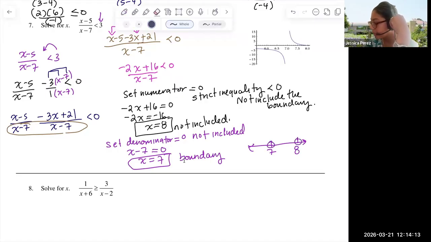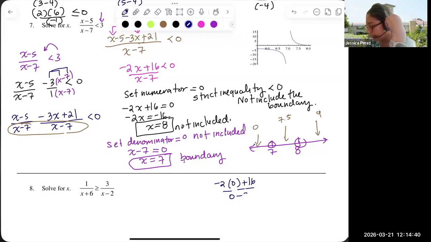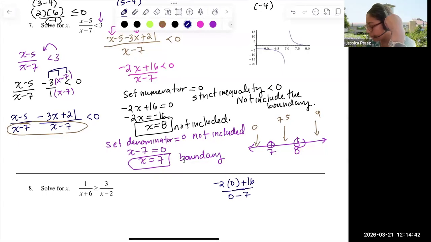And I'm going to have to find some test points. So a test value less than 7, I'm going to put 0. In between, 7.5. And then after, let's put 9. So I'm going to place those values in the original formula. So it's going to be negative 2 times 0 plus 16 over 0 minus 7. Is that less than 0? Well, this is 16 over negative 7. Is that less than 0? Yes. So I'm going to shade this region.